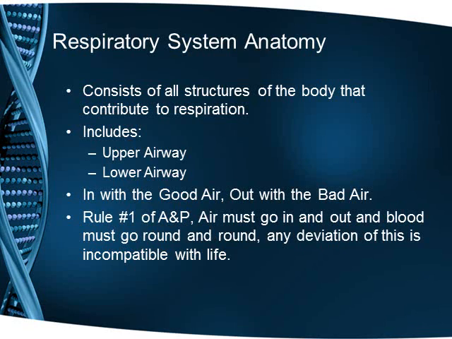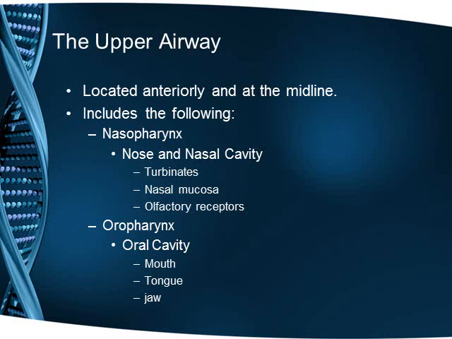It consists of the upper airway and the lower airway. Basically, the whole purpose of this is in with the good air and out with the bad air. And always remember rule number 1 of anatomy and physiology, which trumps all other rules: air must go in and out and blood must go round and round. Any deviation of this is incompatible with life.